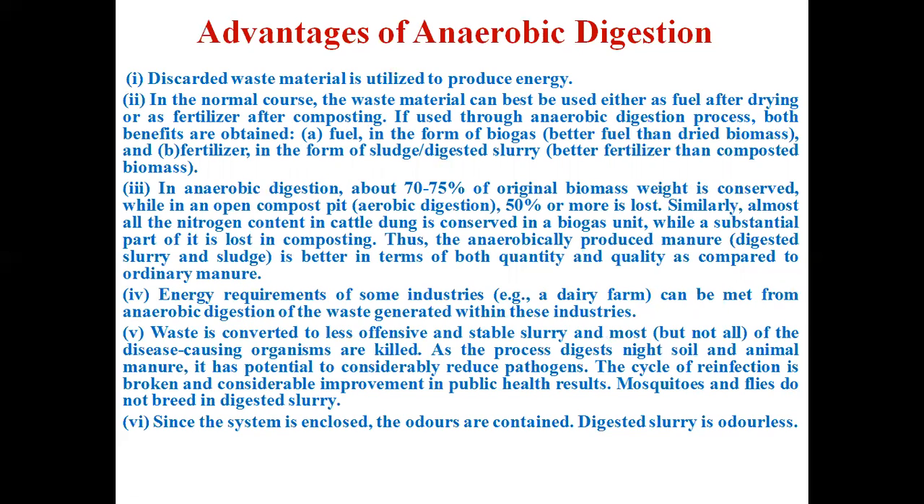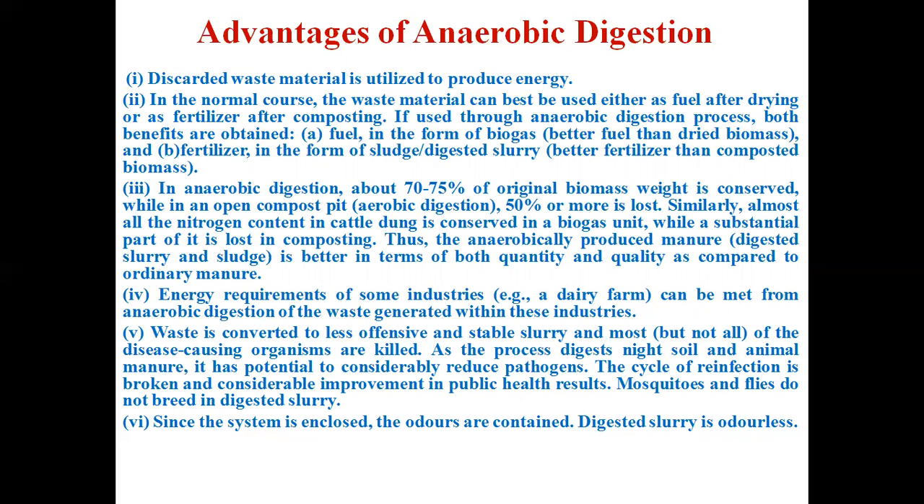Third, in anaerobic digestion, about 70 to 75% of original biomass weight is conserved, while in an open compost pit, 50% or more is lost. Similarly, almost all the nitrogen content in cattle dung is conserved in a biogas unit, while a substantial part of it is lost in composting. Composting means aerobic digestion.